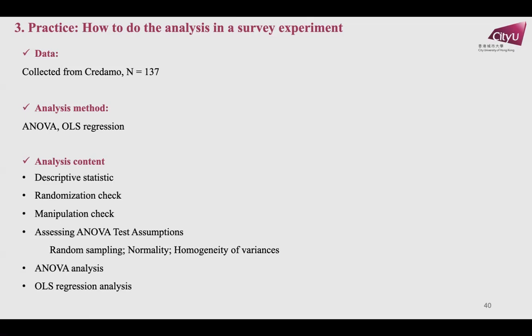And before the ANOVA analysis, we need to check whether the characteristics of our data fit the ANOVA test assumptions, like whether it is random sampling, and whether it fits normality and homogeneity of variances. And then if we pass the test assumptions, we can do the ANOVA analysis, and then finally we will do an OLS regression analysis to test the moderating effect.